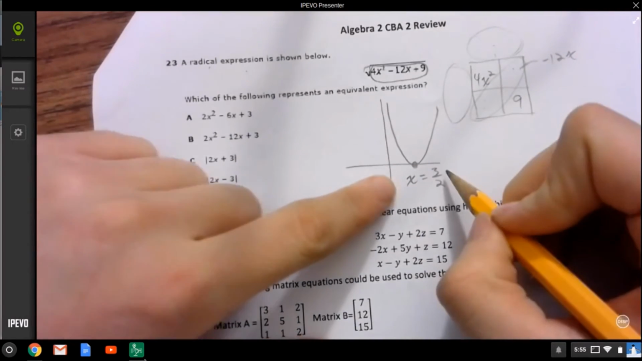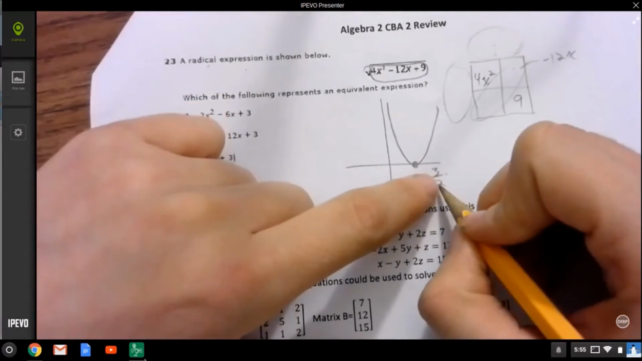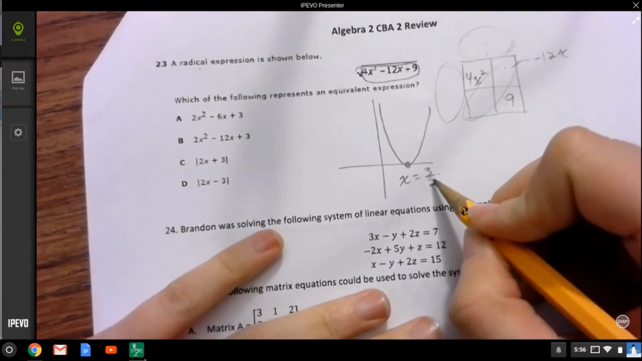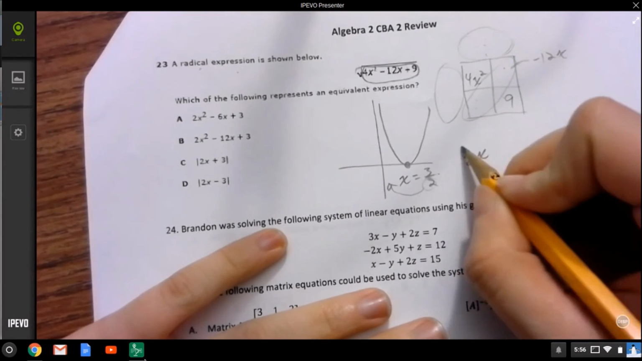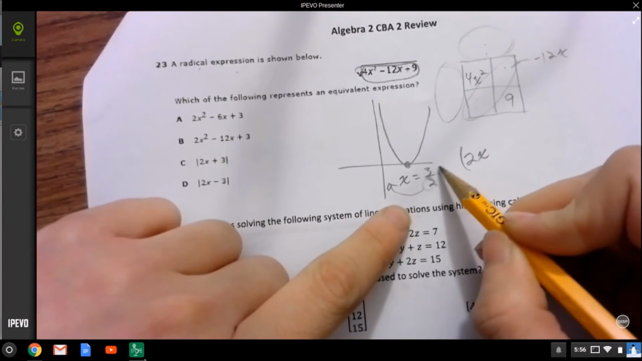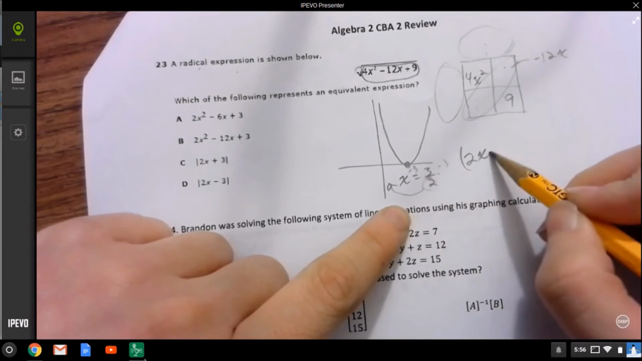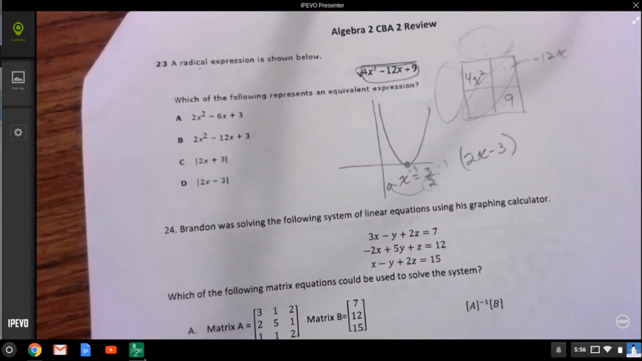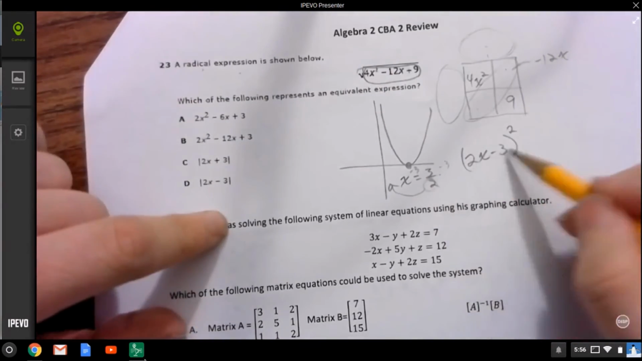And remember, when you're looking at your root as a fraction, to get the factor, you have to think reverse PEMDAS. So really, this would have been 2 times x, and you would have subtracted 3 from both sides. So 2x minus 3 is your factor. And since we're talking about the square root, then we really don't need to write squared. It's just 2x minus 3. So it's D.